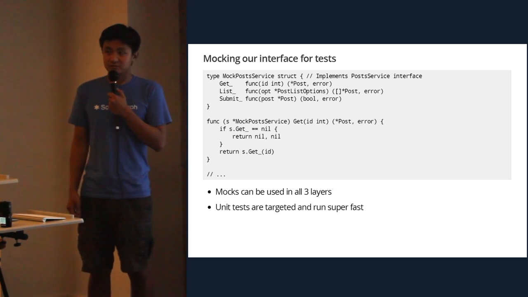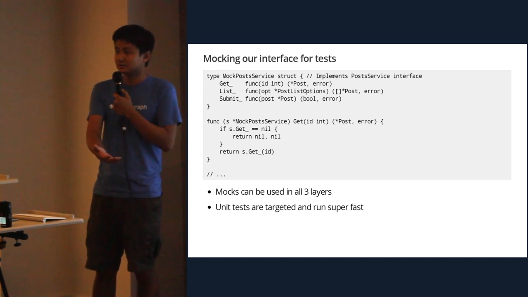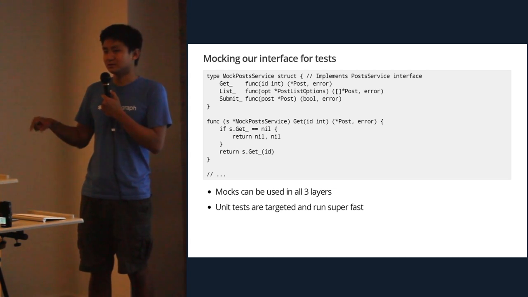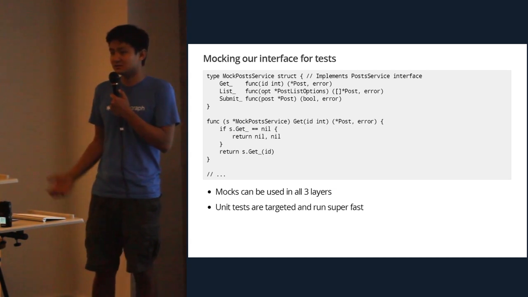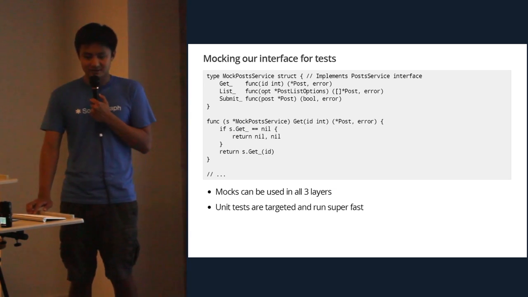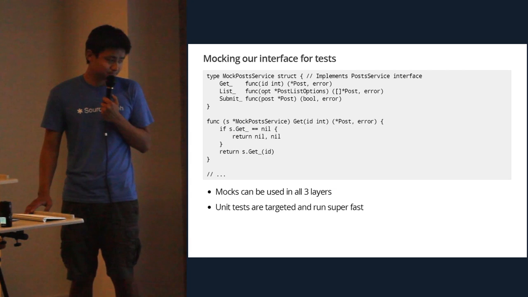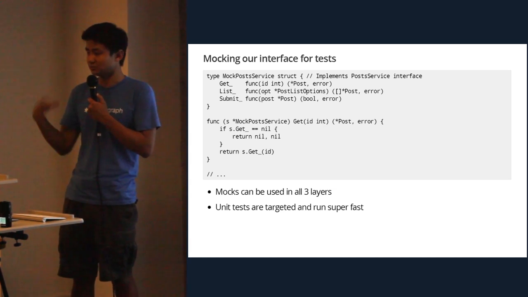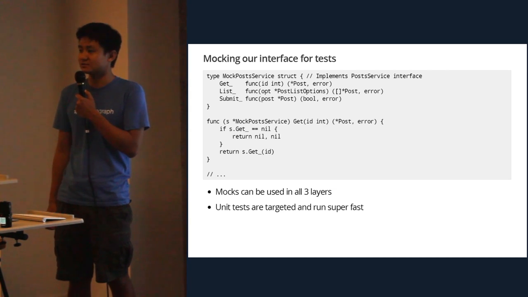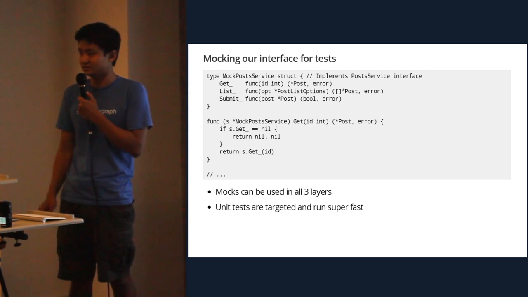And another win is if you're releasing your API client to the public, you can also release the mock to that API client. So not only are your tests nice, but other people who are using and building on top of your API can also have nice tests. And just a general win of using mocks is that you're only testing one part of your application at a time, and the tests will run super fast because they're not going to hit the database or anything like that.